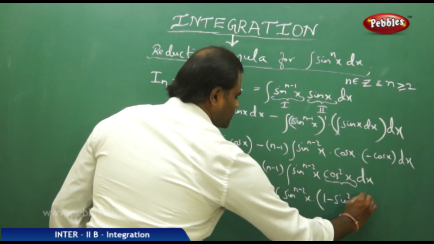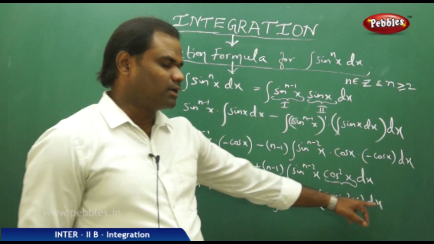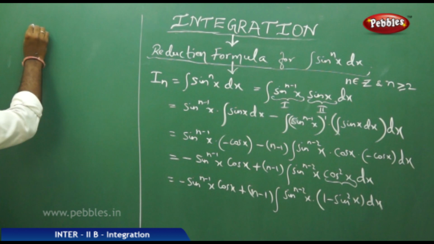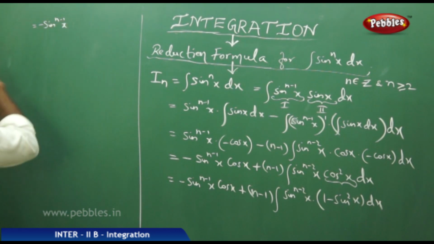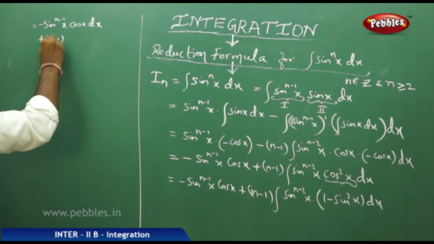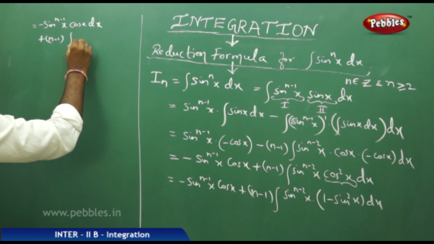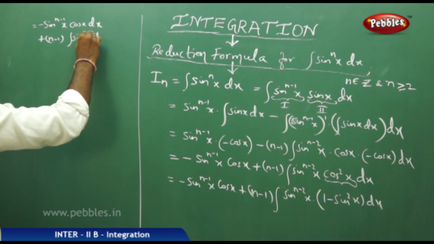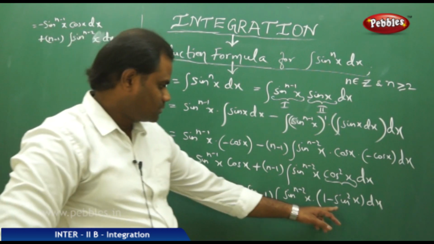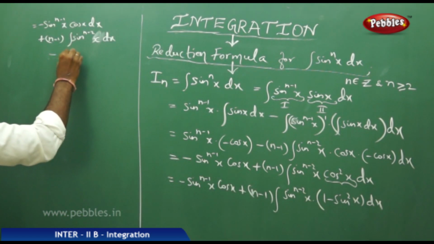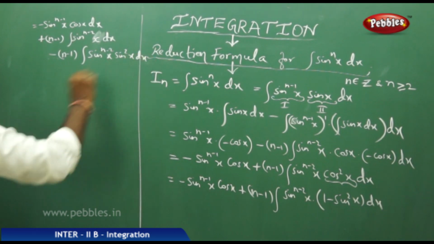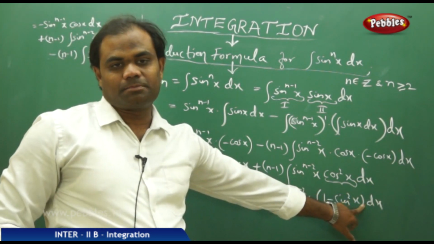So cos square is replaced with 1 minus sine square, because sine square theta plus cos square theta is 1, and then expanding by brackets we get this to be minus sine power n minus 1 x cos x dx plus n minus 1 integral of sine power n minus 2 x dx, and then replacing this, minus of n minus 1 sine power n minus 2 x sine square x dx is what we get when this is expanded using the brackets.